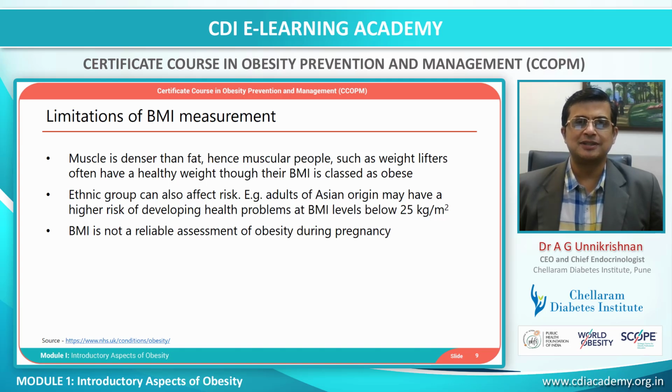So this slide shows the limitations of BMI measurement. Muscle is denser than fat. Hence, muscular people such as weightlifters often have a healthy weight, though their BMI is classified as obese. Ethnic groups can also affect risk. For example, adults of Asian origin may have a higher risk of developing health problems at BMI levels below 25 kilograms per meter square. BMI is also not a reliable assessment of obesity during pregnancy.